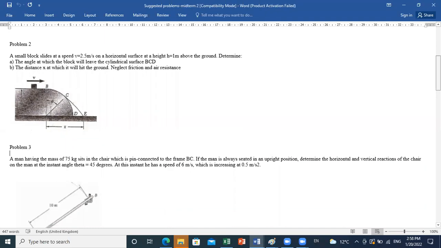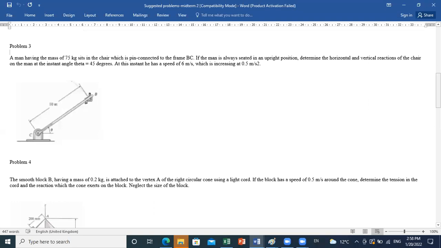Another problem. A man having a mass of 75 kilograms sits in the chair which has been connected to frame BC. If the man is always seated in an upright position, determine the horizontal and vertical reactions of the chair on the man at the instant angle theta becomes equal to 45 degrees. At this instant, he has a speed of 6 meters per second, which is increasing at 0.5 meter per second square.